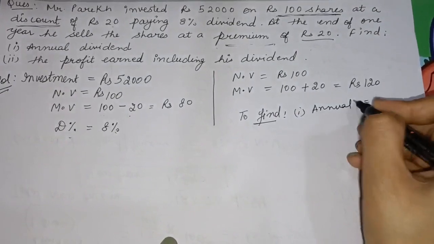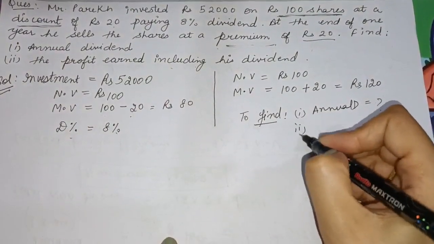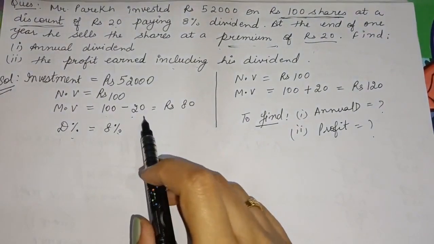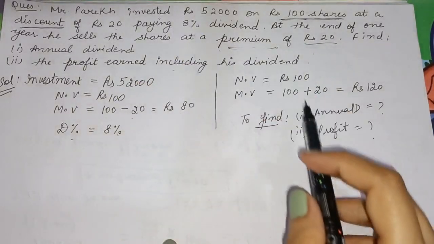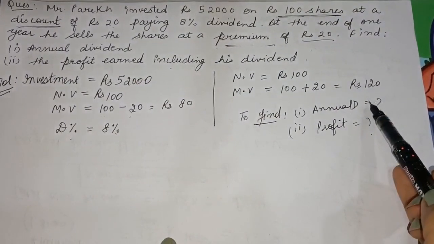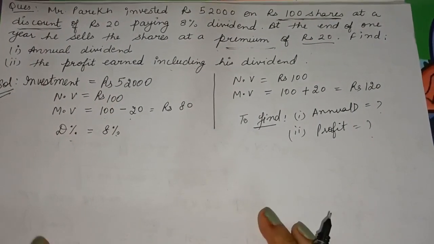Annual dividend we have to find, and then we have to find the profit earned including his dividend. Profit we have to find, because first of all he is buying, then he is selling, and selling also at a higher price. So how much profit he has earned from that we have to find. So let's start.